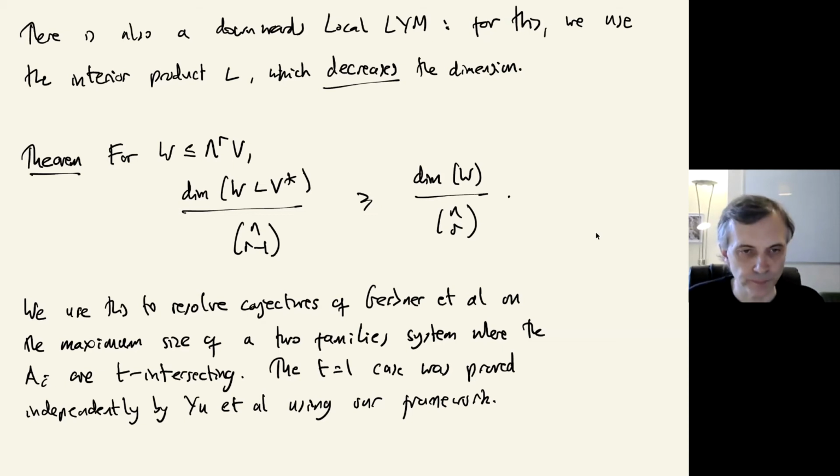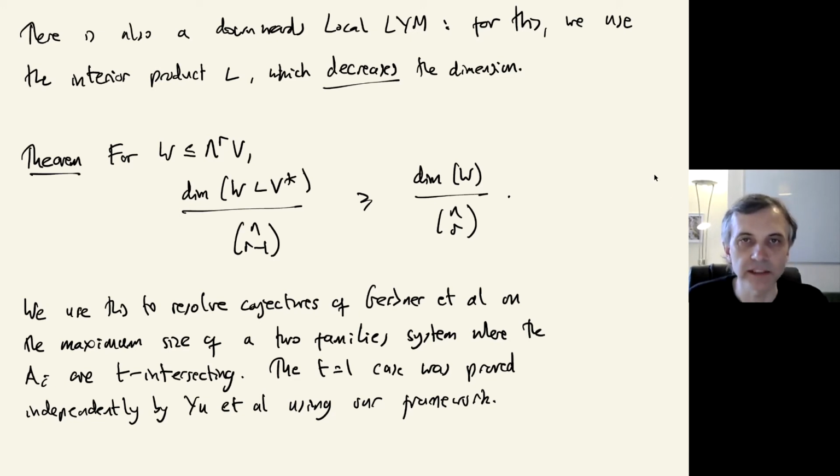Okay, and I'll just say this: we use this to resolve conjectures of Gerbner et al. on the maximum size of a two-family system with an intersection property, and a special case was independently proved by Yu et al. So they use our framework in a slightly different way. There's a nice paper by them as well. Okay, good.